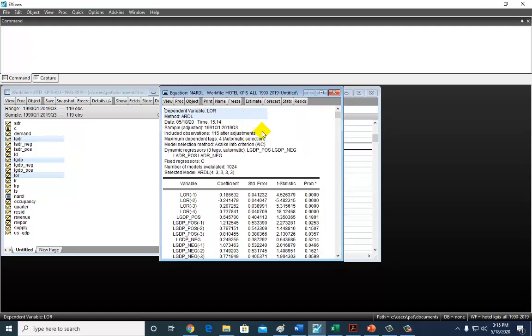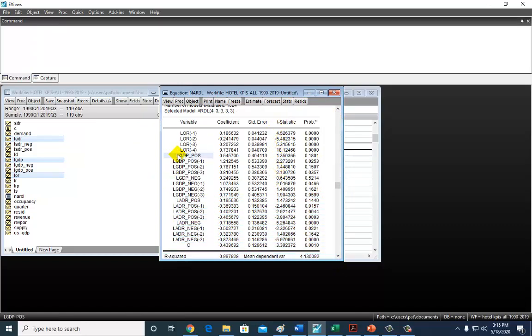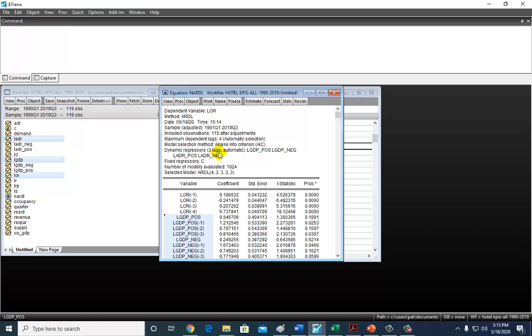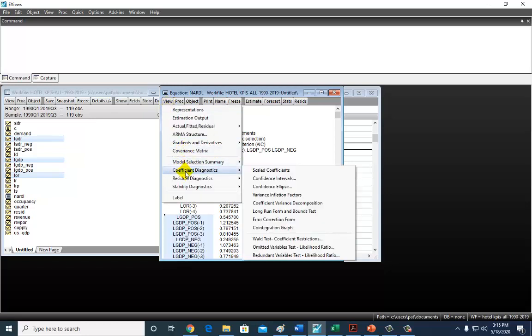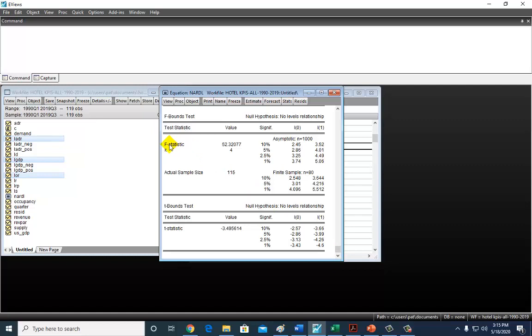So this is again the traditional ARDL, but with the regressors now broken down into their positive and negative forms. So with this, let's go ahead and do the asymmetric long run, the asymmetric cointegration. All right, here, go to coefficient diagnostics, long run form and bounds tests, and we go down here, and this is what we're looking for. Fortunately, our F statistic is quite higher than the upper bound critical value at the 1% level.